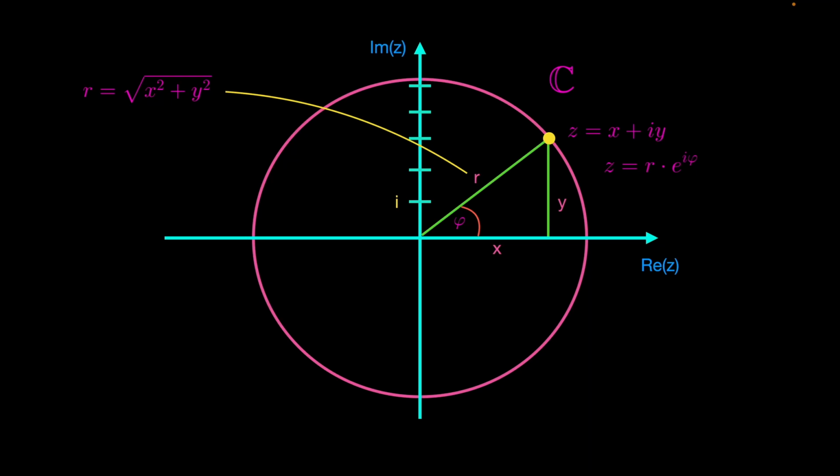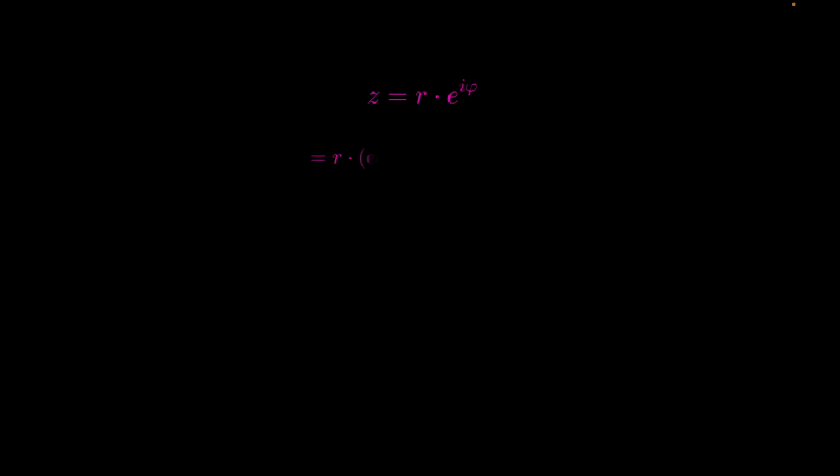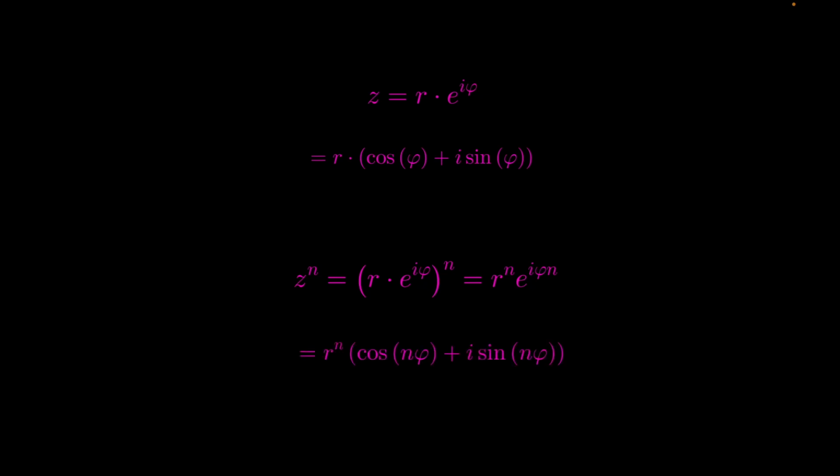And this formula can be rewritten to r times, and then in brackets, cosine of phi plus i times sine of phi. So now let's take an exponent of z, and what we will get is r to the power of n times e to the power of phi times n. Well, when we plug that into our formula that we have above, then we will get r to the power of n times, in brackets, cosine of n phi plus i times sine of n phi.